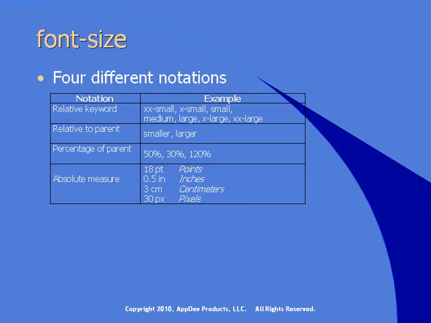Percentage of parent lets you say 50% of what I would have been, or 30% of what I would have been, or 120% of what I would have been. And finally, you can use an absolute measure, as in 18 point, half an inch, 3 centimeters, or 30 pixels. You can use those measurements to get specific sizes for your font.